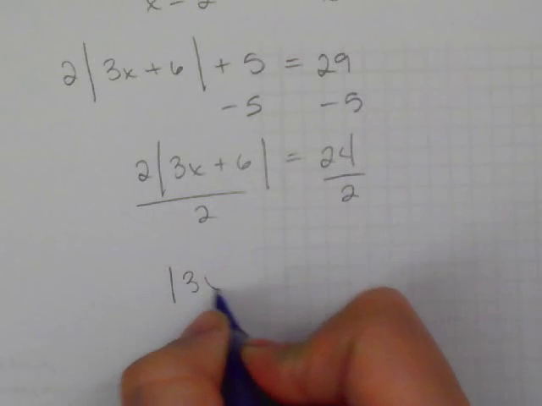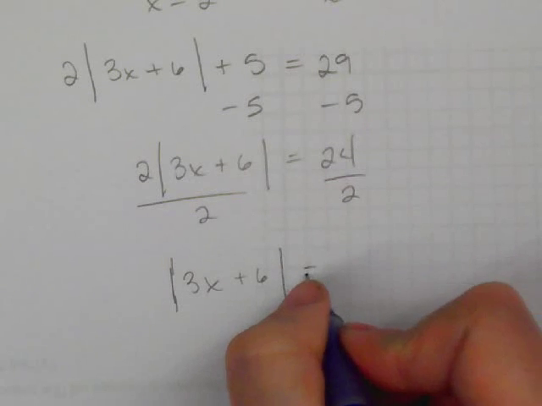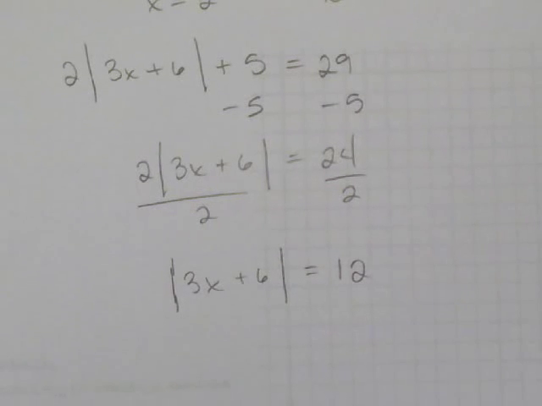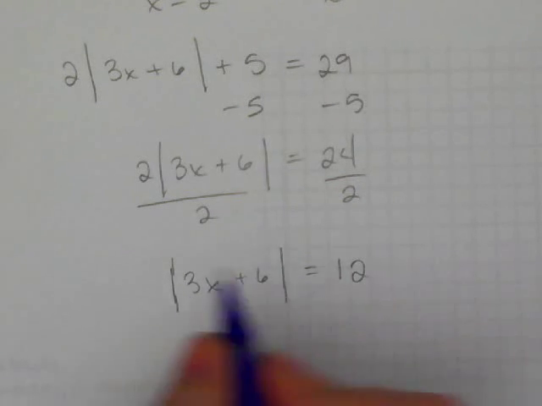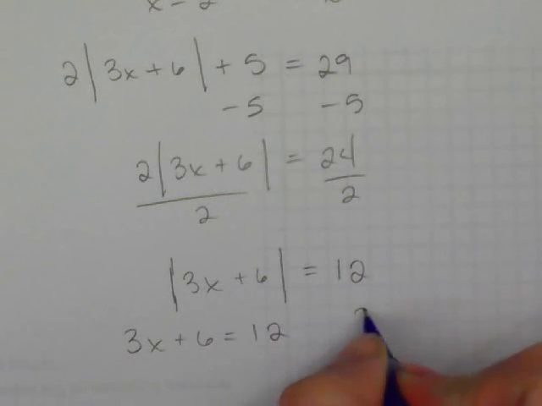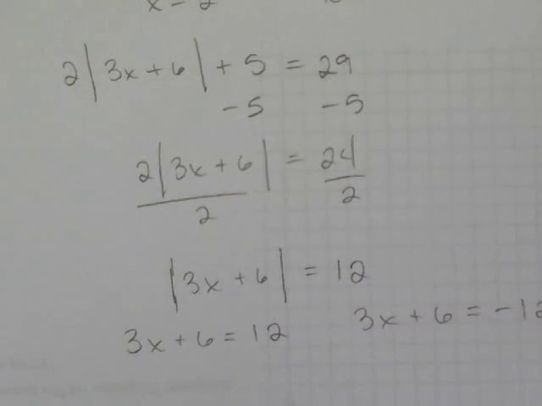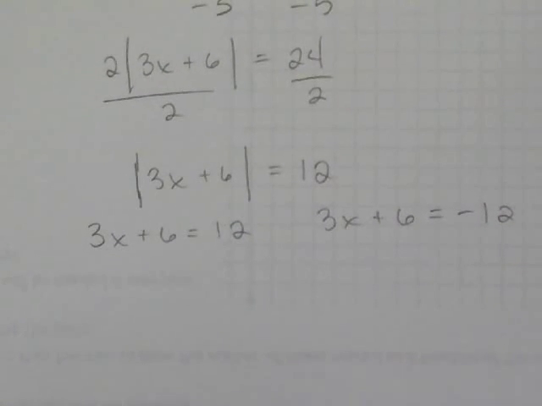So we have the absolute value of 3x plus 6, I'm going to make that a little bit longer so it doesn't look like a 1, equals 12. And that's where you split it up like we did in the previous problem. So you split it off into 3x plus 6 equals 12, and 3x plus 6 equals negative 12. Questions on that? And then I'll let you solve there on your own.